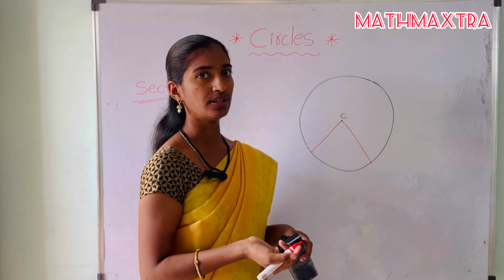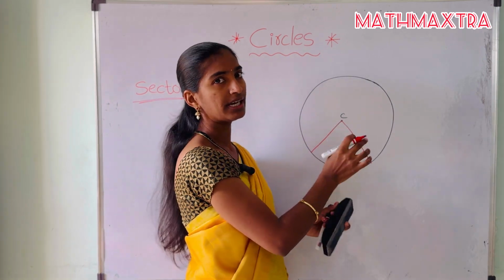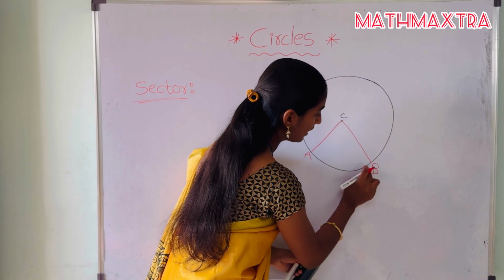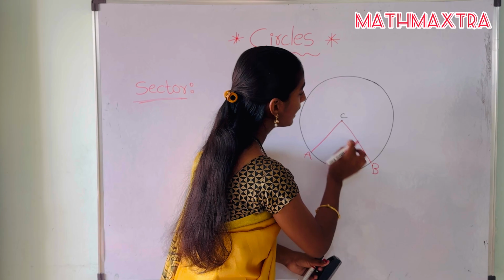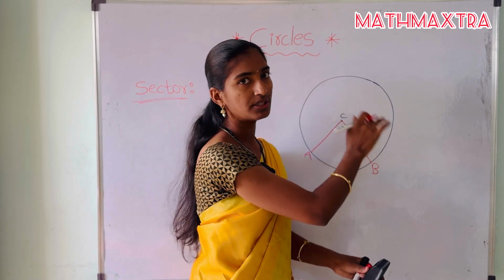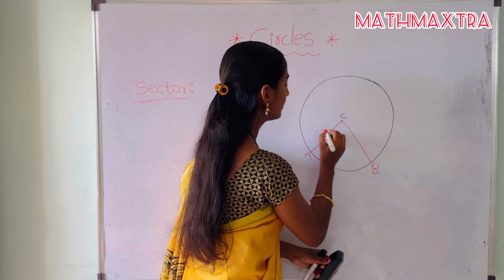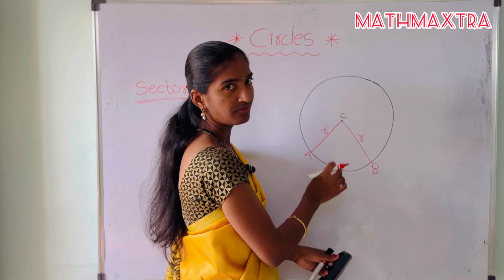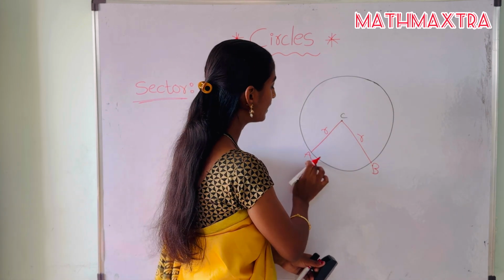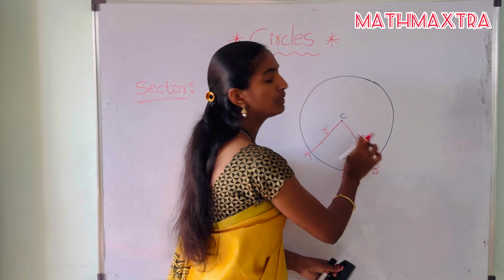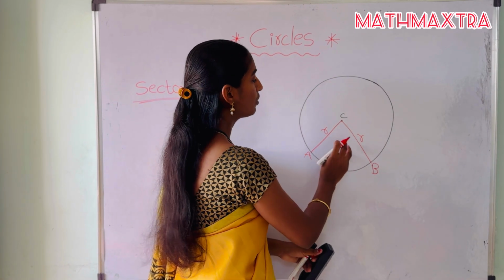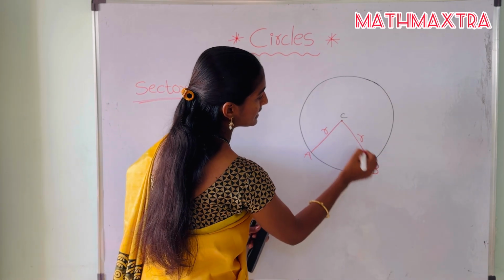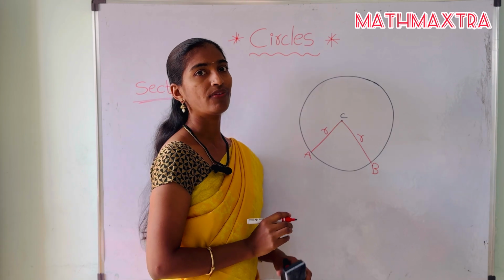In another definition, see, a sector is bounded by an arc. If this is arc AB, it is bounded by an arc and the radii of that circle. These two are radii of the circle, right? Yes, this is a part of a circular region bounded by an arc and the two radii of a circle. Then we call this part a sector. Yes. So this ACB is a sector of a circle.